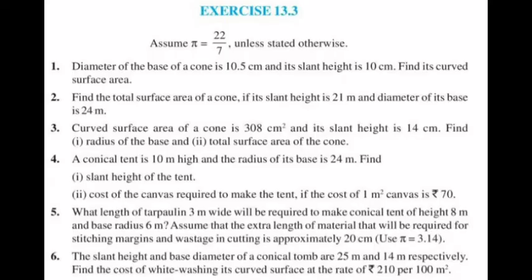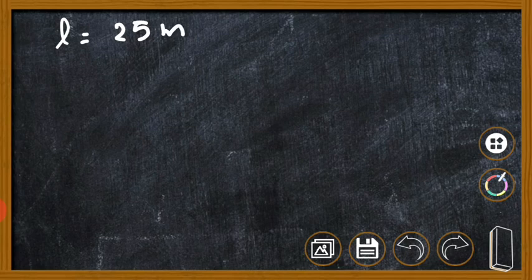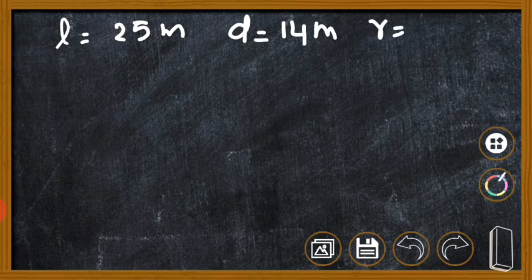The slant height and the base diameter of a conical tomb are 25 meter and 14 meter respectively. Find the cost of whitewashing its curved surface at the rate of rupees 210 per 100 meter square. In this question, the slant height and the base diameter of the conical tomb are given. Slant height L is equal to 25 meter. And the diameter is given. Diameter equal to 14 meter. So what is the radius? Radius equal to 7 meter. And what do you have to find out? Find the cost of whitewashing its curved surface.